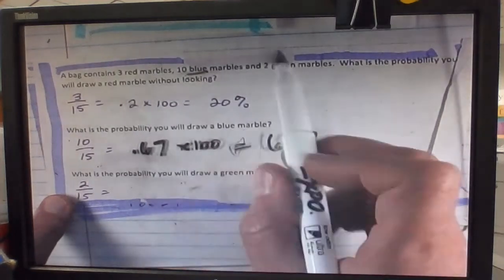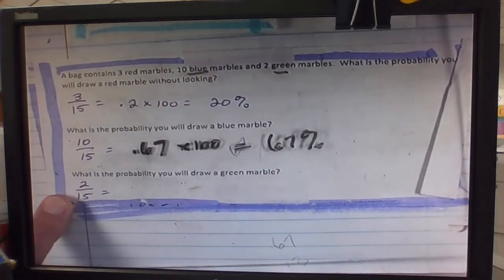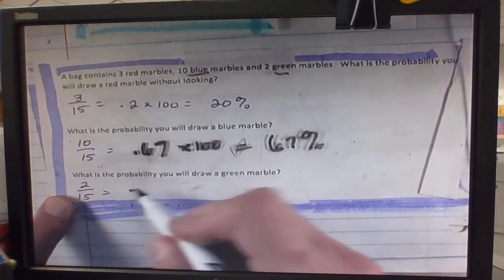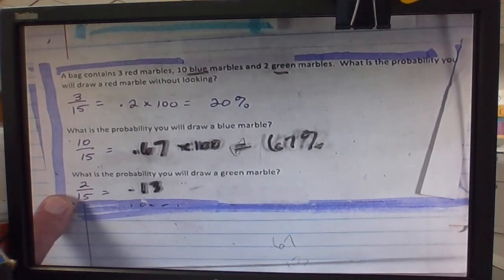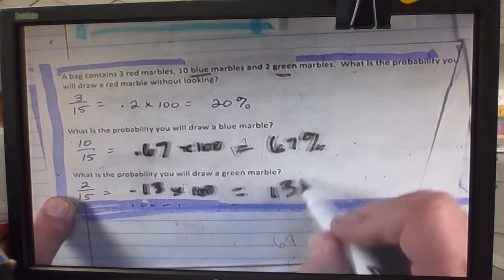All right, still same bag, still 15 marbles. This time I want to draw a green marble. So it's 2 out of 15. 2 divided by 15 was 0.1333333, times 100, 13%.